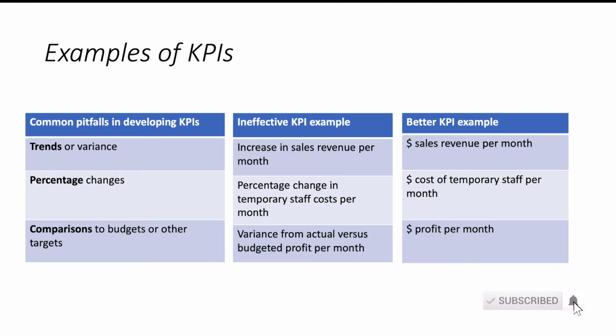Now come to the percentage. Dollar cost of temporary staff per month. So this is the kind of comparison between percentage, ineffective, and better KPI examples. And then comparison to budget, in that, dollar amount of profit per month. That's a perfect example.